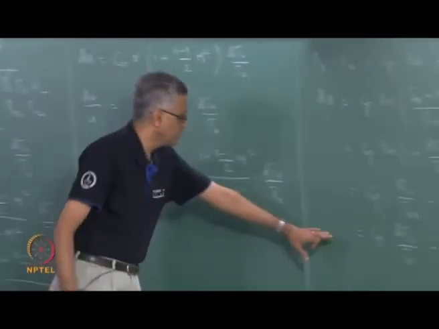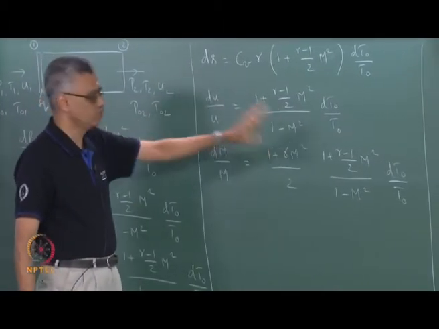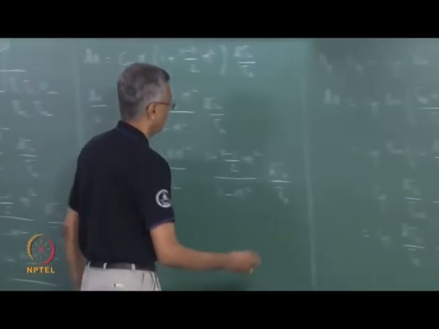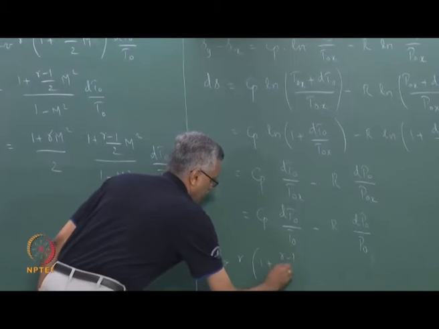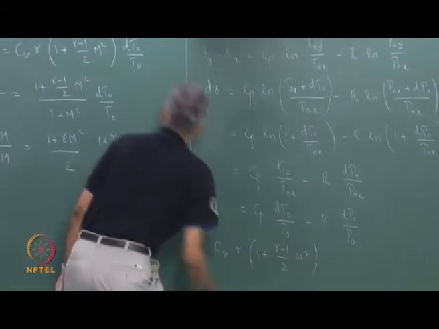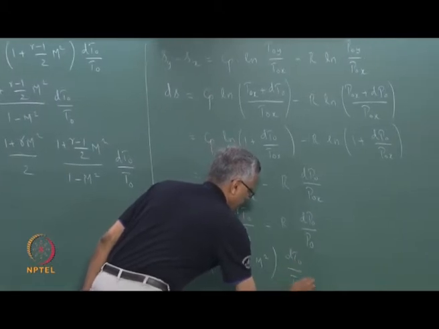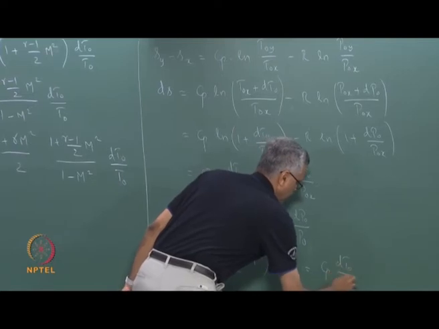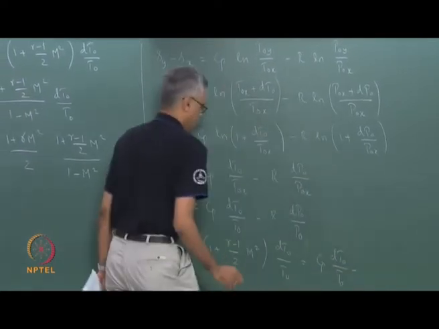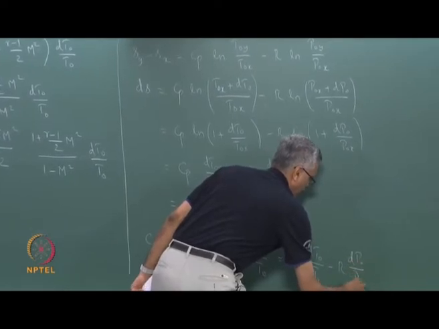So I can now equate this expression for ds with the earlier expression for ds. If I equate these two expressions, I get the following: Cv times gamma times 1 plus gamma minus 1 over 2 times M squared times dT0 over T0 is equal to Cp times dT0 over T0 minus R times dP0 over P0.